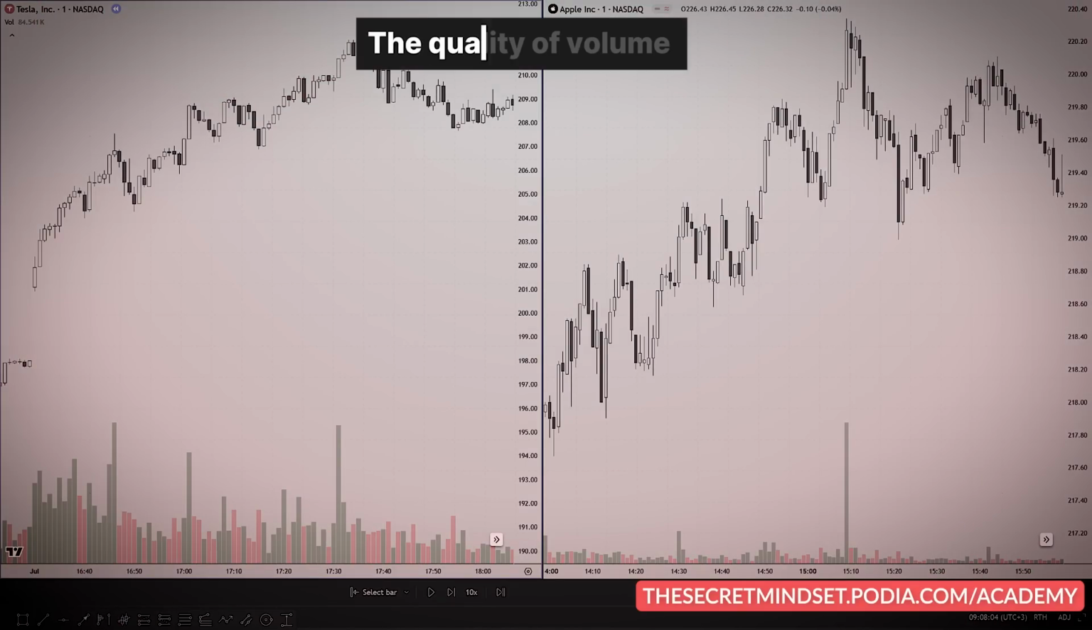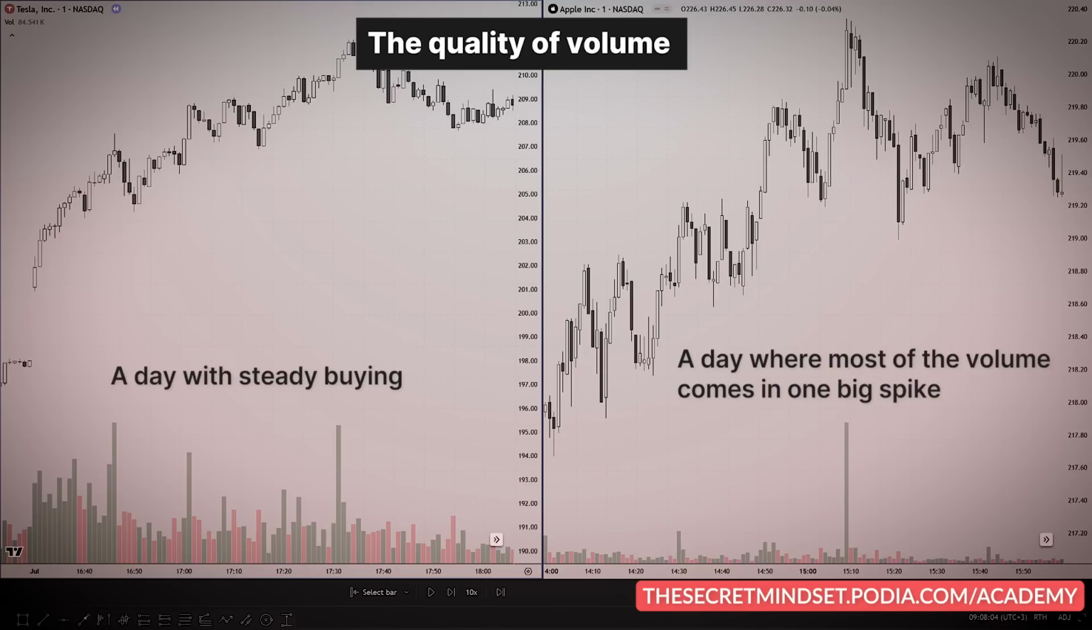In the Wyckoff method, volume isn't just about quantity, it's about quality too. A day with steady buying is different from a day where all the volume comes in one big spike. Learn to read the quality of volume, not just the quantity.